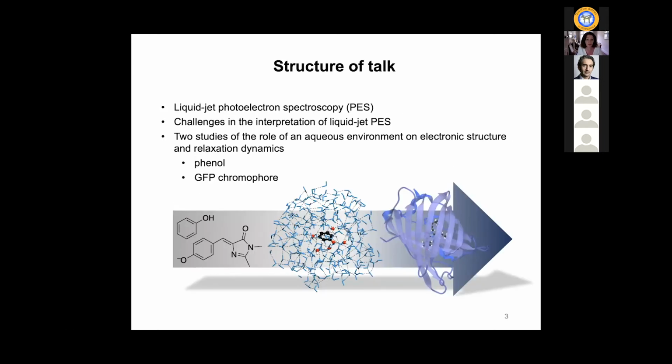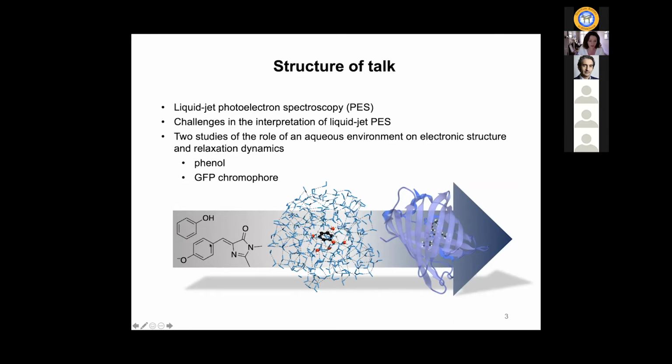So in terms of the structure of my talk, I will start with a little bit of background into liquid jet photoelectron spectroscopy, and then spend some time discussing the challenges in interpretation of the liquid jet photoelectron spectra. And in terms of the science, I will discuss a couple of recent studies from our group on phenol and the GFP chromophore. So phenol is this molecule here, and it's a ubiquitous motif in many biological molecules in life.